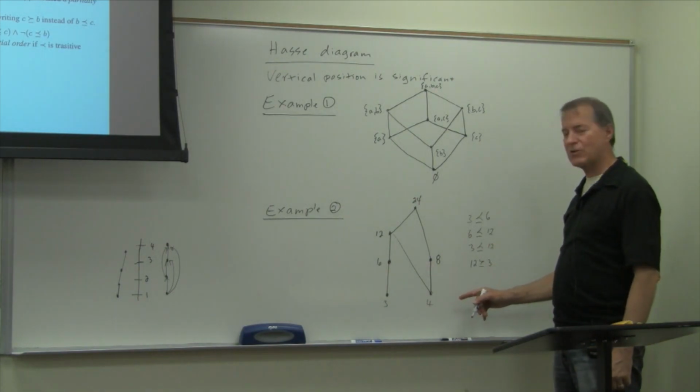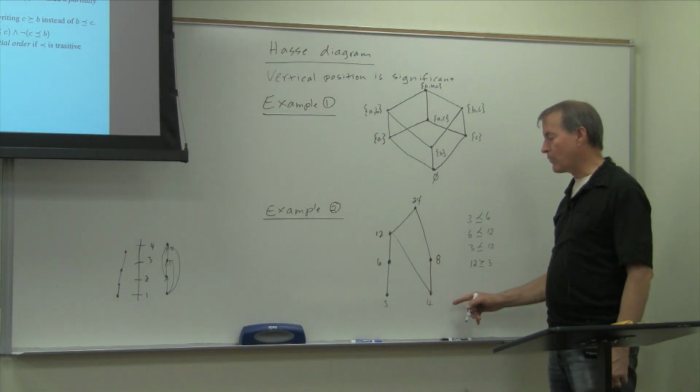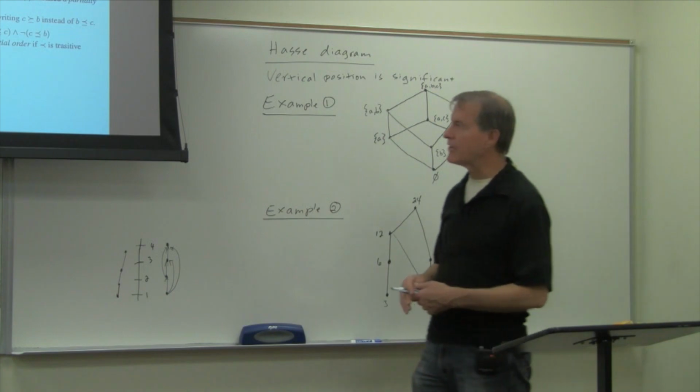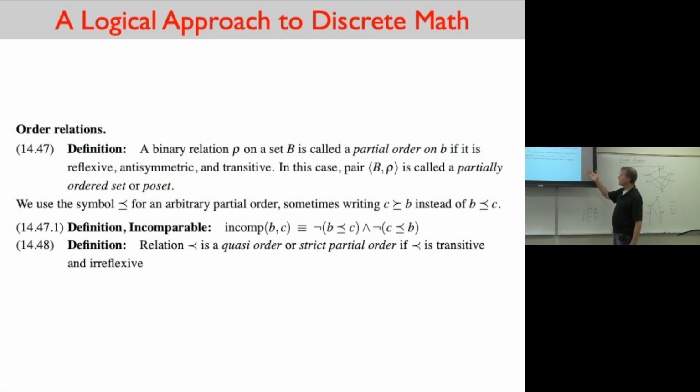Do we have 3, 4 in there? No. Is 4, 3 in there? No. So let's take a look up here at our slide. This is the definition of what it means to be incomparable. If you look at 14.47.1, what we have is B and C are incomparable if and only if not B is related to C, and not C is related to B. See, so you don't have either one.